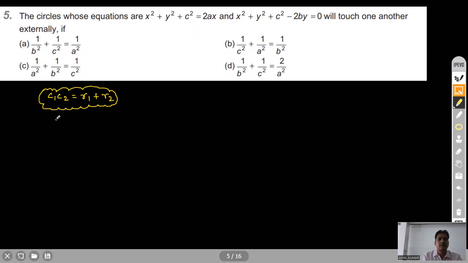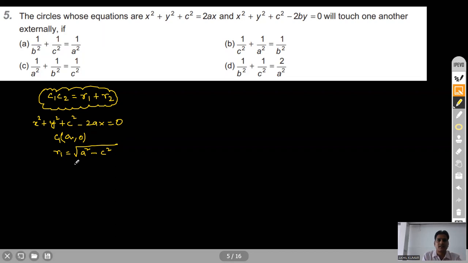So let me write the equation of the circles. It is given as x squared plus y squared plus c squared minus 2ax equal to 0. This is our first circle. What will be the center for this circle? It will be (a, 0), right? Let me name it C1. And what will be the radius for this circle? It will be the square root of a squared plus 0 squared minus c squared, so the square root of a squared minus c squared, right?